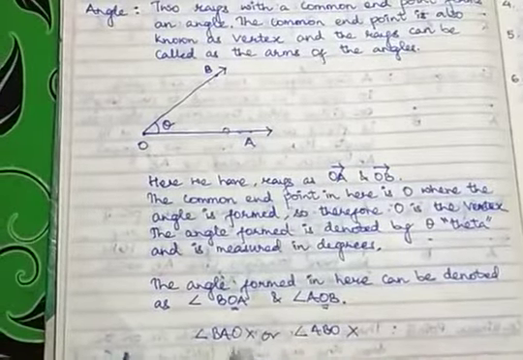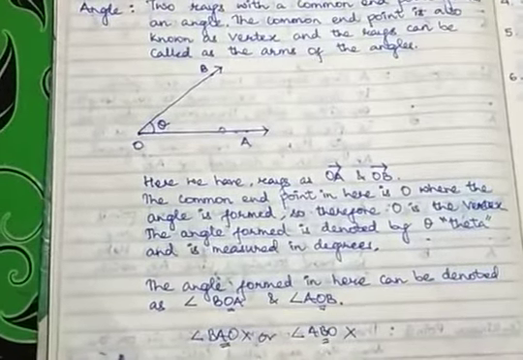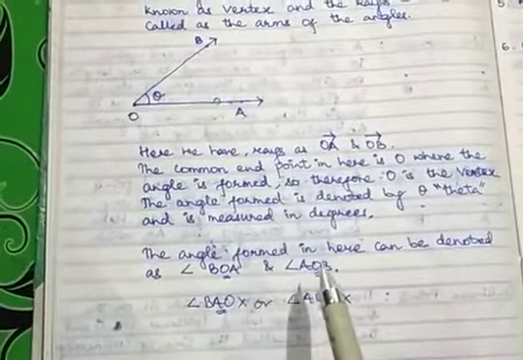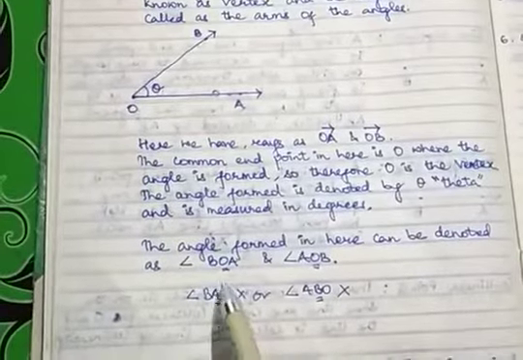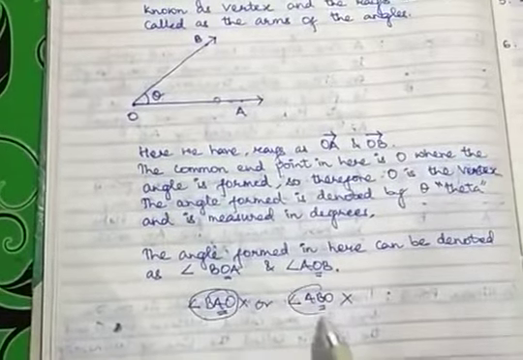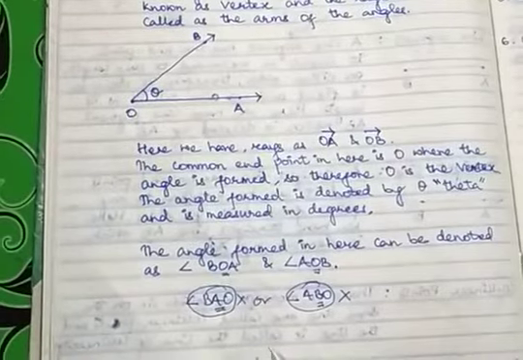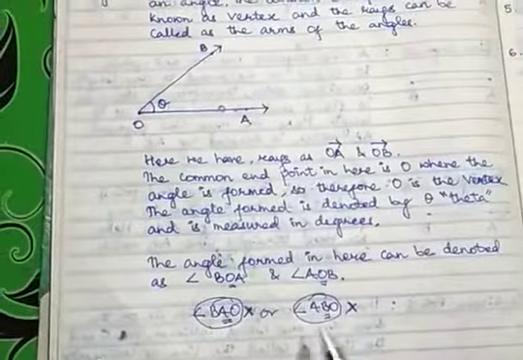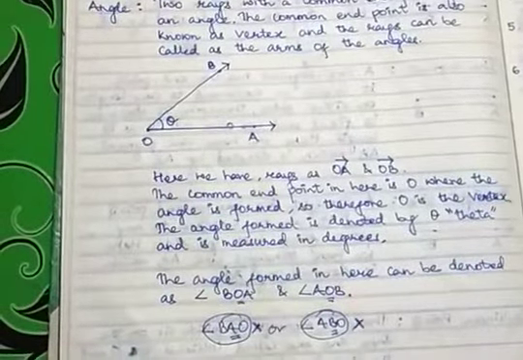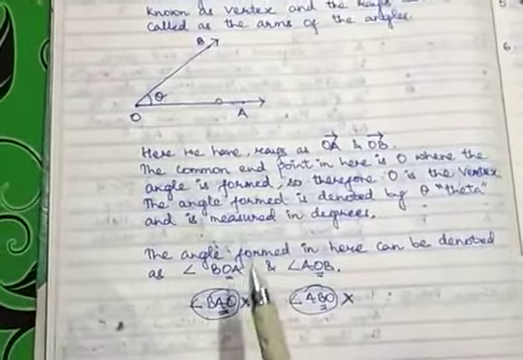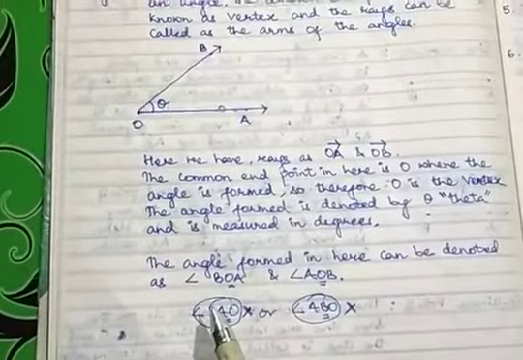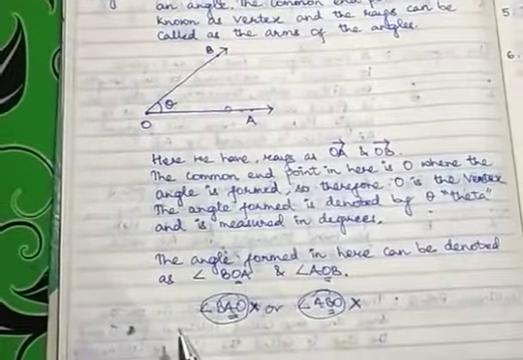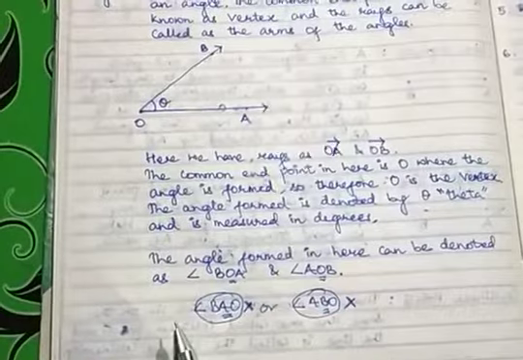Because the vertex, what did I just say? The vertex is the point where the angle is formed, so the vertex always has to be in the middle. Since the vertex is not in the middle in those two, they are wrong ways to denote this angle formed here. So the important thing to learn here is how to denote the vertex, which one is the vertex, and how the angle is formed.